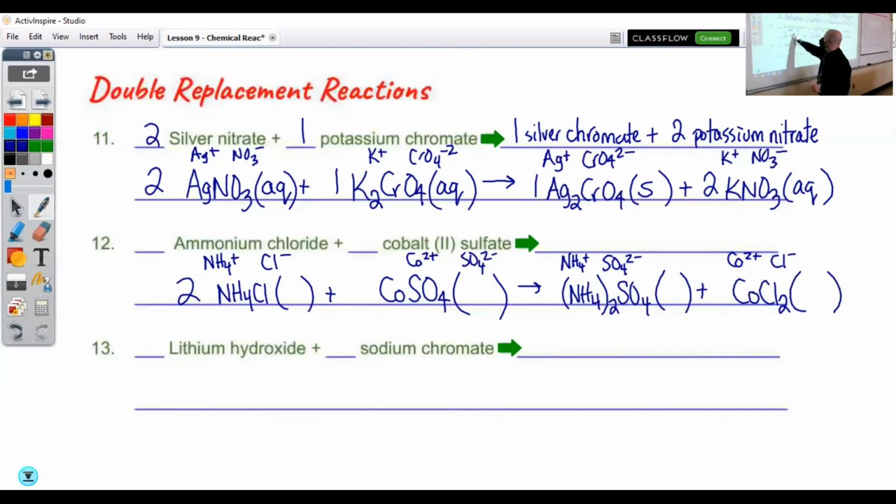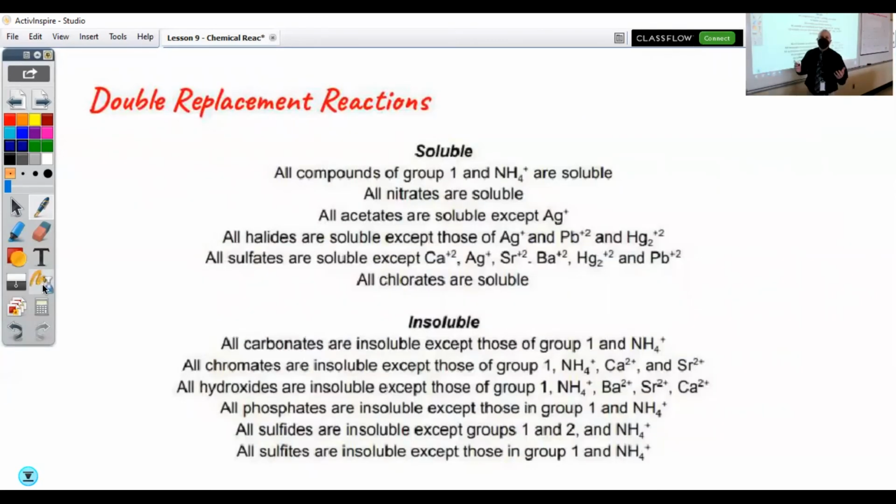Next thing, identifying the solubility. So first, we're going to look for ammonium. So if you look for ammonium in our rules, it says all compounds of group 1 and NH4 plus are soluble, meaning that we're going to write AQ for them.